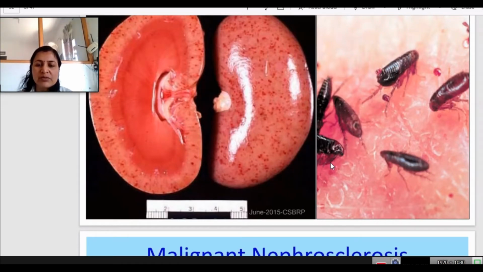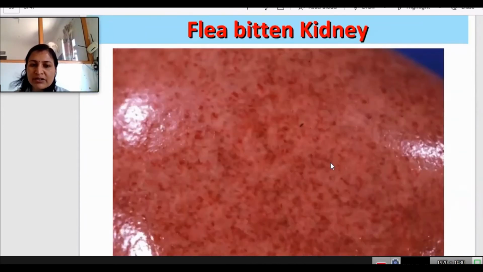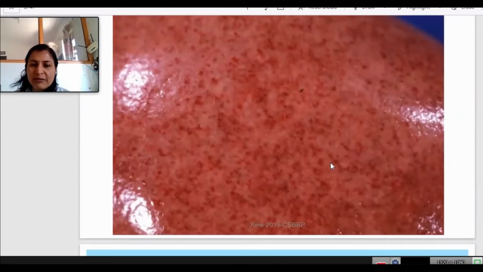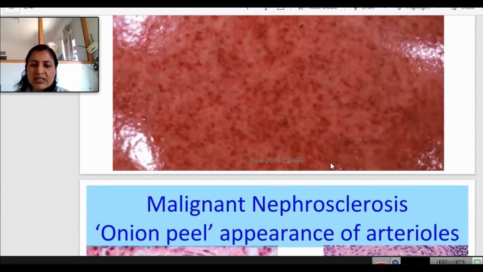There are small petechial hemorrhages because of the bite of the insect, and that's why it's called flea bitten. Compared to benign nephrosclerosis, the kidney is rather enlarged, edematous, and glistening because the capsule is stretched due to enlargement of the kidney. So, this is the flea bitten appearance of an enlarged, edematous kidney.